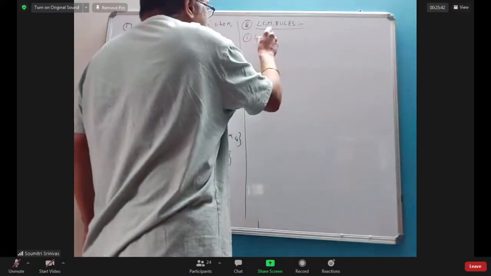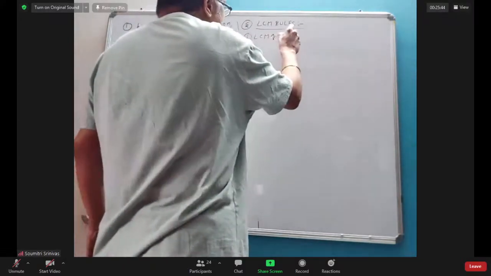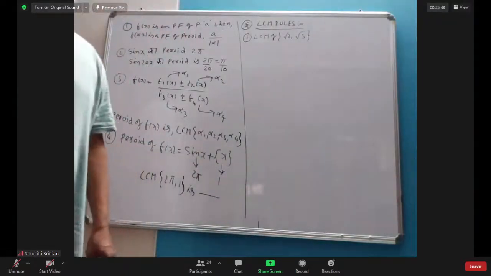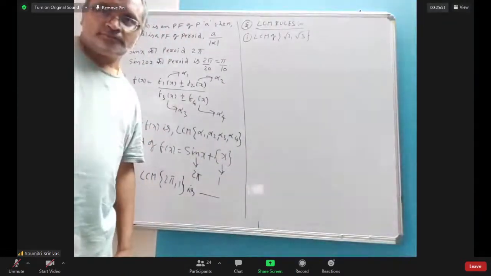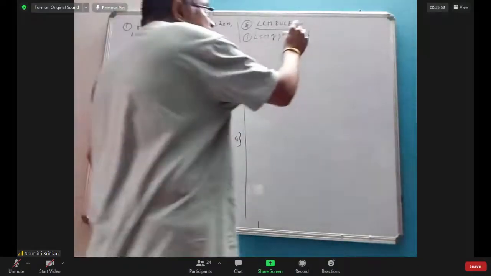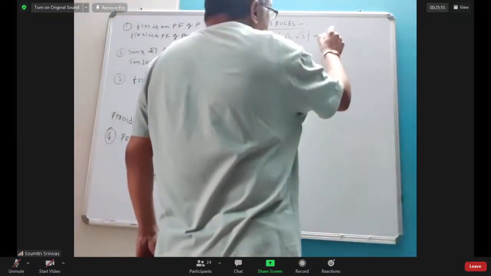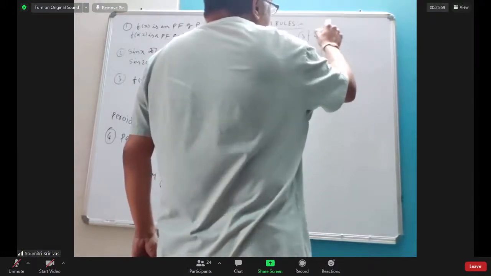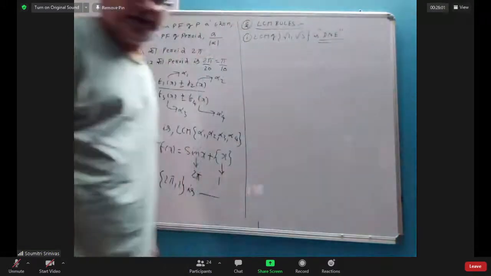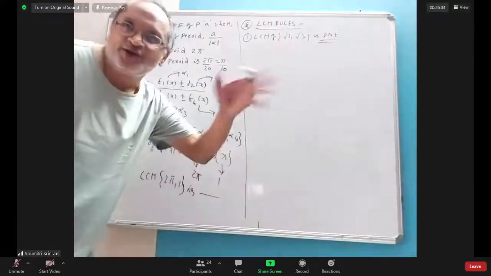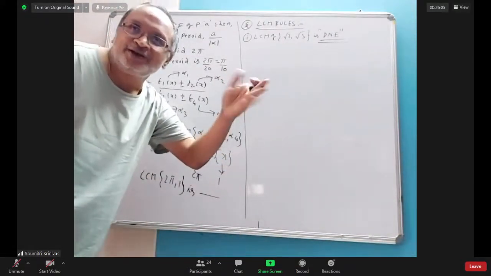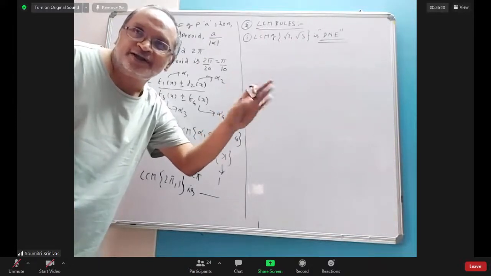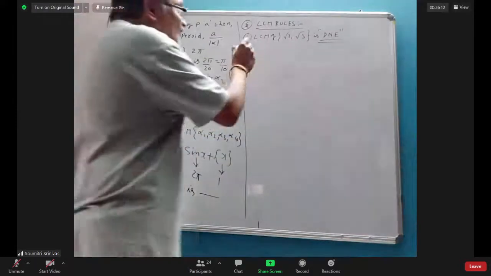What is LCM of root 2, root 3? Root 6. What does DNE stand for? DNE stands for does not exist.